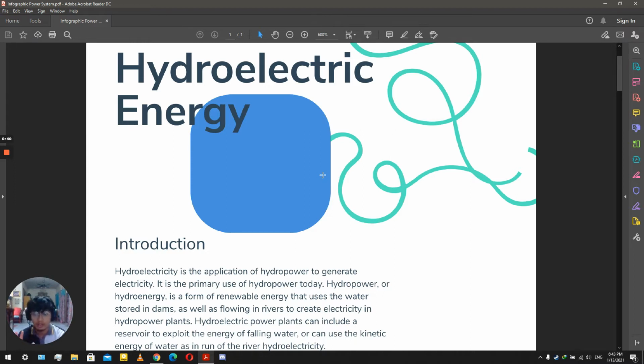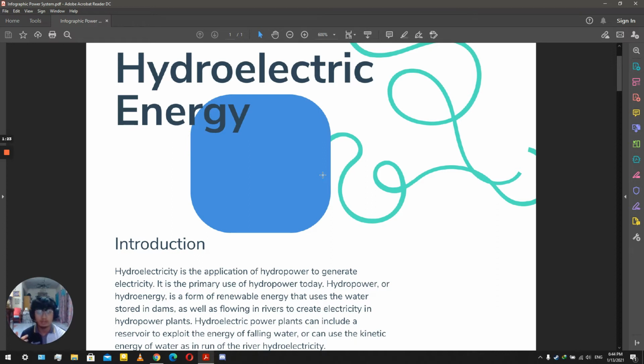As we know already that hydroelectric is a renewable energy that use water that stored in the dam as well as the flowing in the river to create such electricity in the hydropower plant. Hydroelectric power plant can include reservoir to exploit the energy of falling water, and also can use the kinetic energy from the falling water as it runs in the river at the hydroelectric power plant.